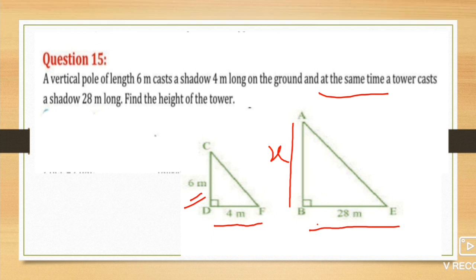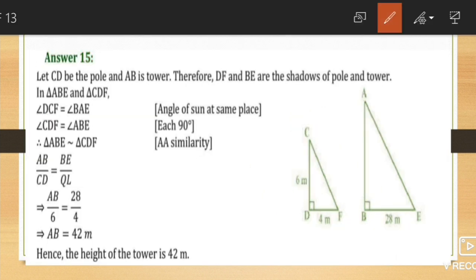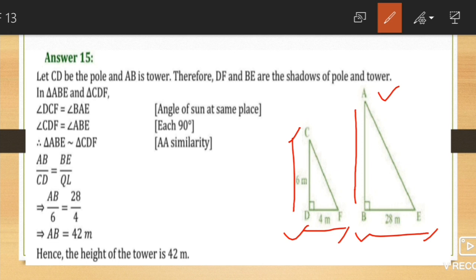Now if you check the solution, here CD is the pole and AB is the tower. DF and BE are the shadows of the pole and tower respectively. Now if you take triangles ABE and CDF, angle CDF is equal to angle BAE because they are 90 degrees, since the pole and the tower make 90 degrees with the ground.